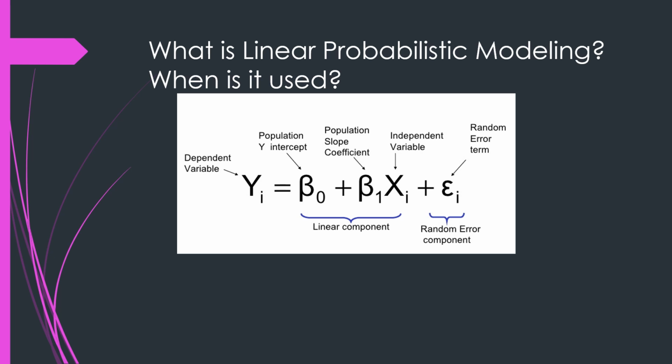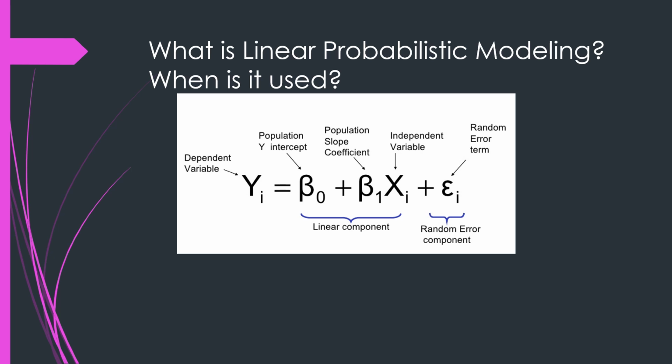The linear probabilistic model is a relationship between two variables, in this case x and y, where the expected value of y is a linear function of x, but it may differ from its expected value by a random amount. So we have y as a dependent variable, b naught as the y-intercept, b1 as the slope coefficient, and then epsilon as the random error.